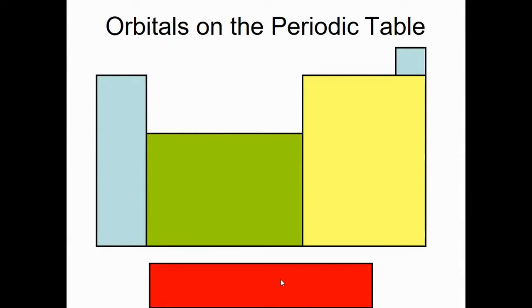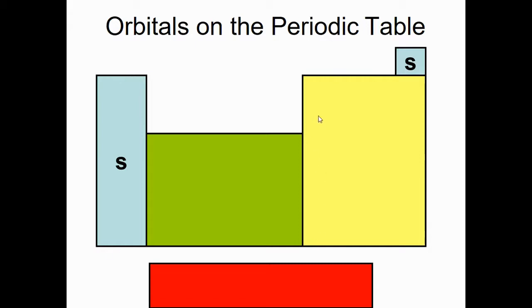Okay, so let's look at our periodic table. I've got the periodic table colored here to show you how it is arranged. First of all, you've got this blue block. If you look on your periodic table and you count across, it is 2 across here. That's where your S orbitals live. That also includes your helium and your hydrogen.